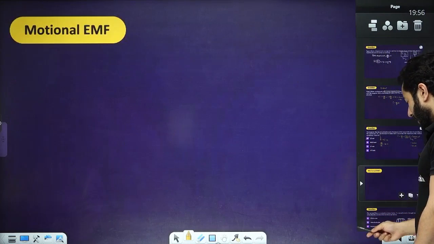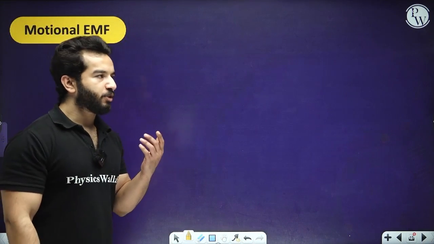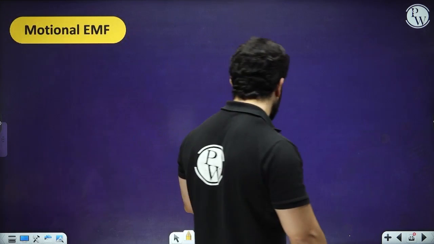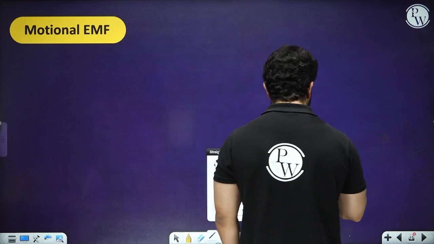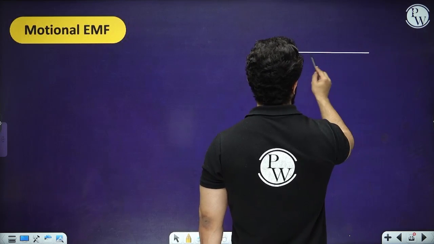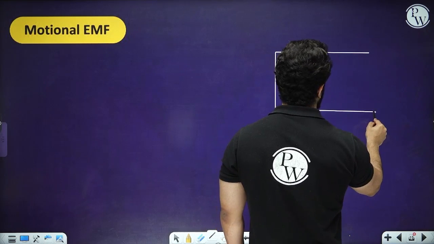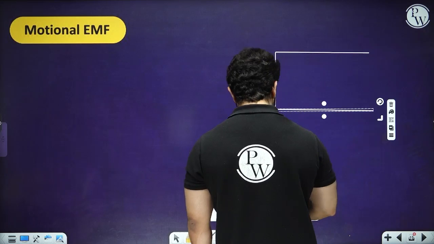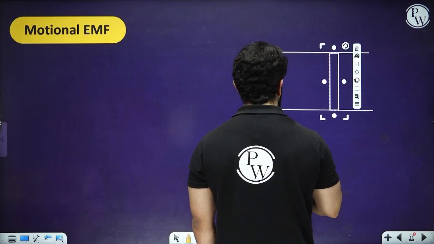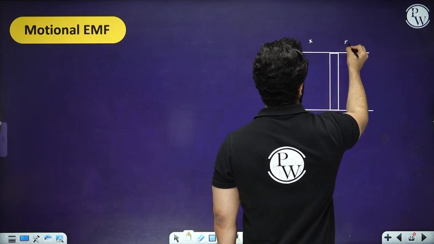Now let's talk about something called motional EMF, right? We discussed this term in a short way when we were talking about change of magnetic flux, but now let's discuss it in detail. Let's suppose we have a frame over here. On this frame we have attached a moving rod. The rod can be moved in this plane, and the magnetic field is into the plane.